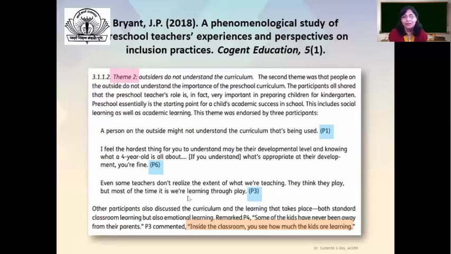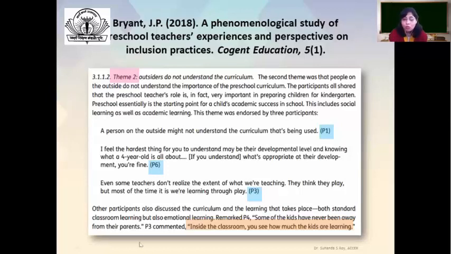And see over here, he has written, a person on the outside might not understand the curriculum that's being used. This is what participant 1 has described. So he has given the responses of the participant without disclosing the identity of the participant. The same thing he has done over here for participant 6, participant 3. He's not mentioned all of them, but these are the key responses.